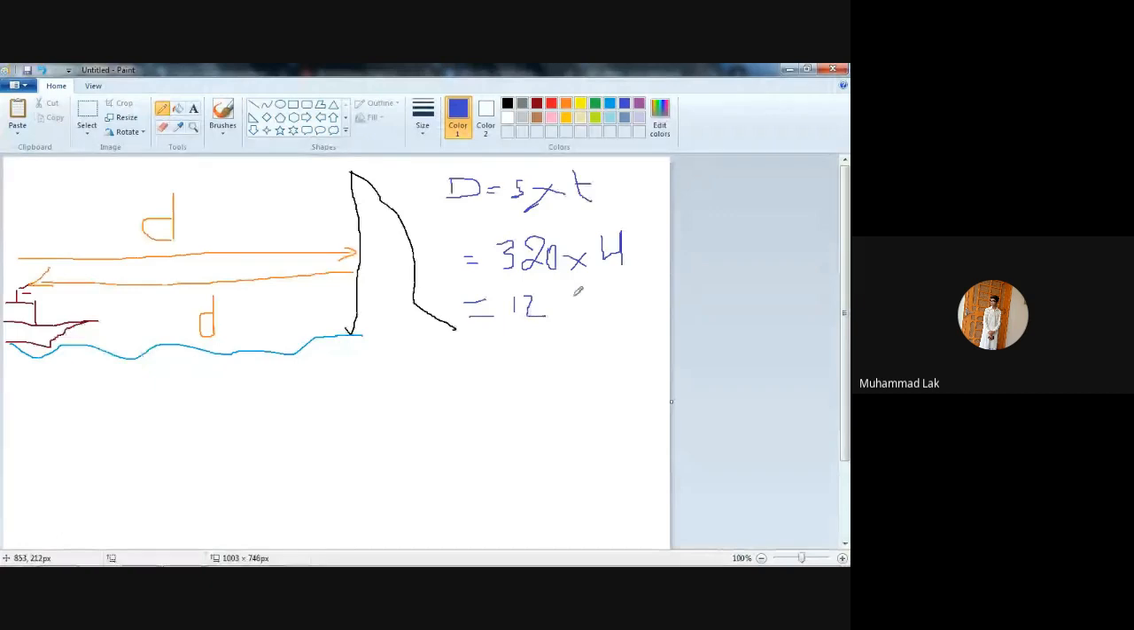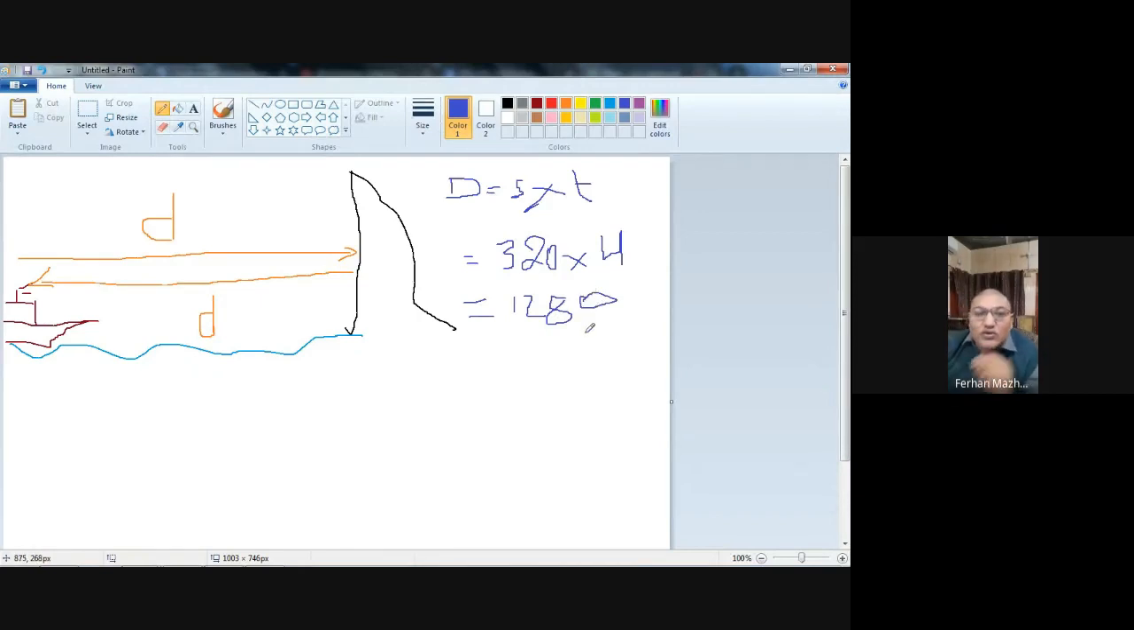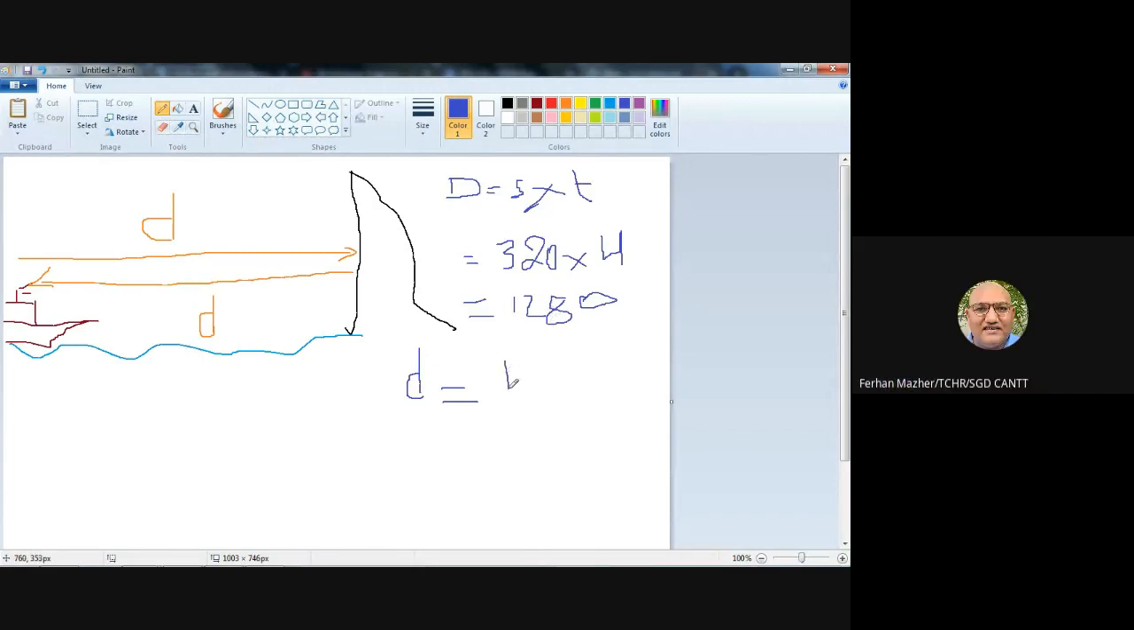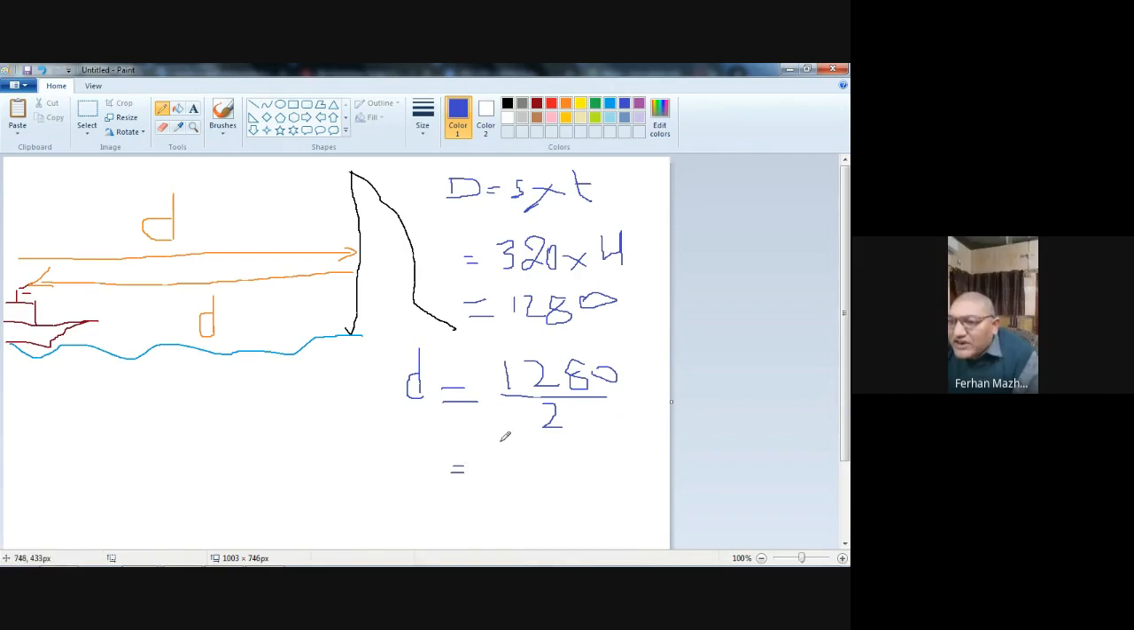1280. Okay. Now, this is the distance the sound waves traveled. This is the distance in which the sound went to the cliff and came back. But the question is not this. The question is, what is the distance between the ship and the cliff? So the small d, which was the distance, will be equal to half of this distance, which the sound wave traveled. So it will be 1280 divided by 2. On your calculator, kindly do this calculation. 640. So the distance between the ship and the cliff is 640 meters.